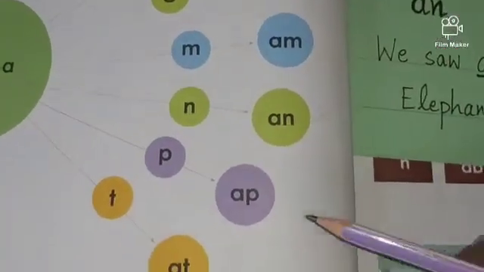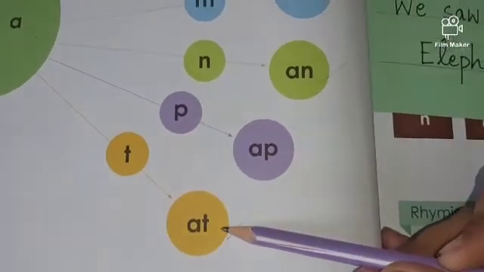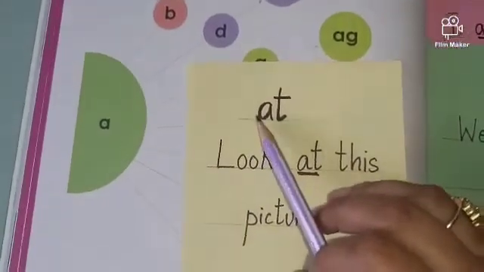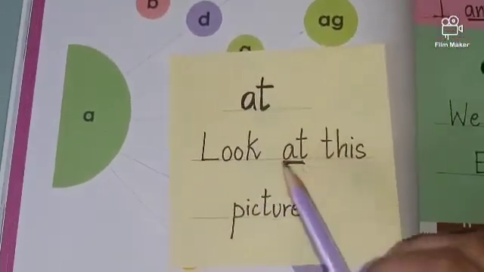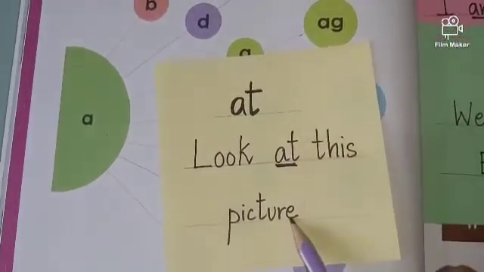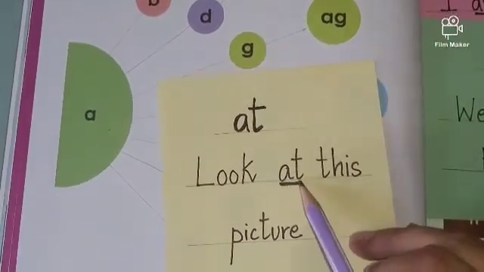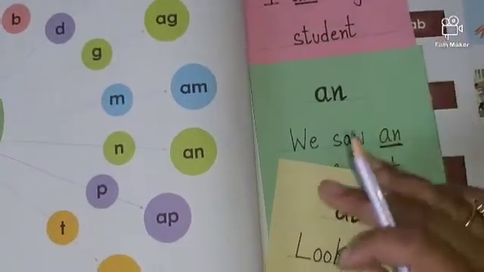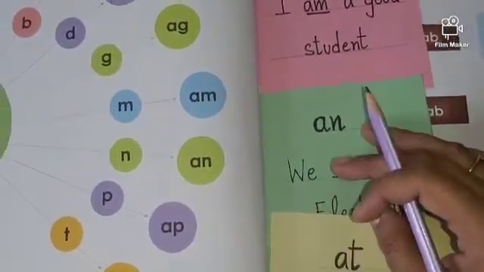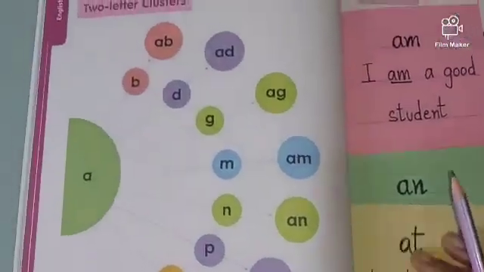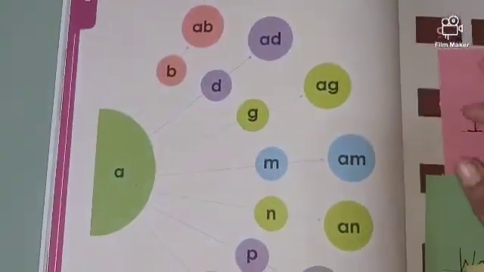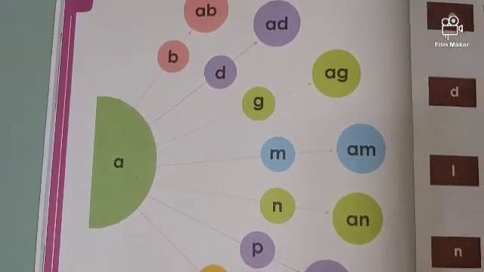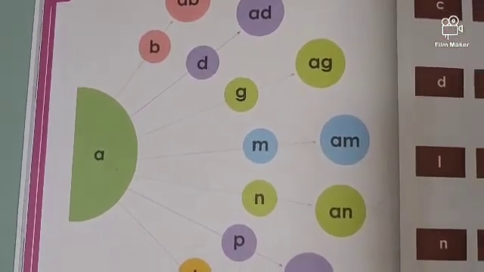Now let's come up to the next sight word we can see on this page. AT, at. AT, at. Look at this picture. Where is the sight word? Over here. So what do you see? We have seen these sight words. They are there in the sentence, somewhere in the starting, somewhere in the middle. And as I taught you earlier, sight words are those words that help us to read and write sentences easily.